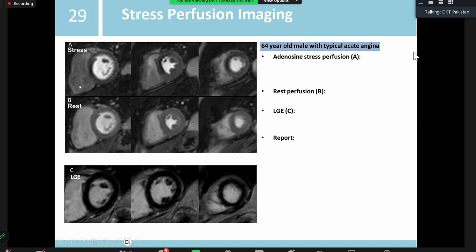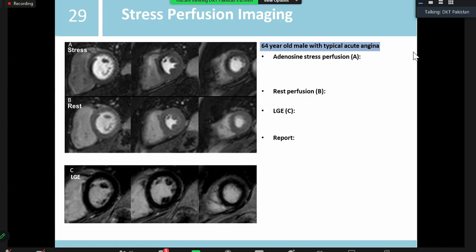So this is a mismatched perfusion, or an inducible ischemia. We call it an inducible ischemia in this case. And in this case, this is really beneficial. You need to highlight it to the cardiologist, really important, because they need to do an intervention here. If they delay it, if they do not do any intervention, the patient will go into a myocardial infarction. Okay, so it is a case of acute angina with inducible ischemia.